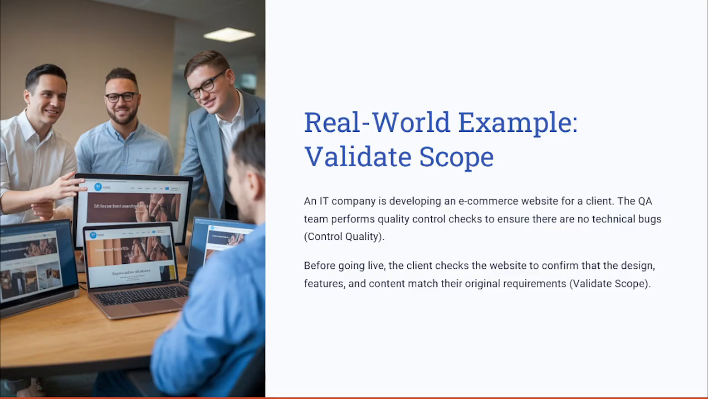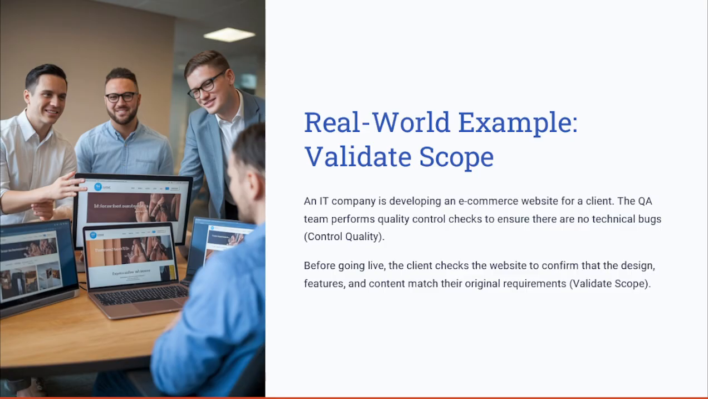However, before going live, the client checks the website or the platform to confirm that the agreed upon design, the features that were requested by the stakeholders, and the content match their original requirements, which in this case is called validate scope. So this is the main difference between validating the scope and quality control in a real world example.